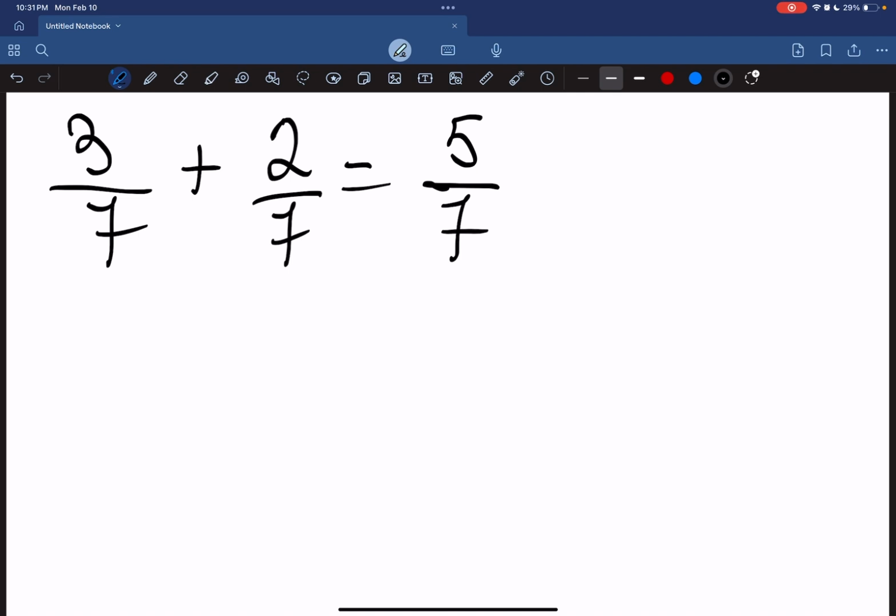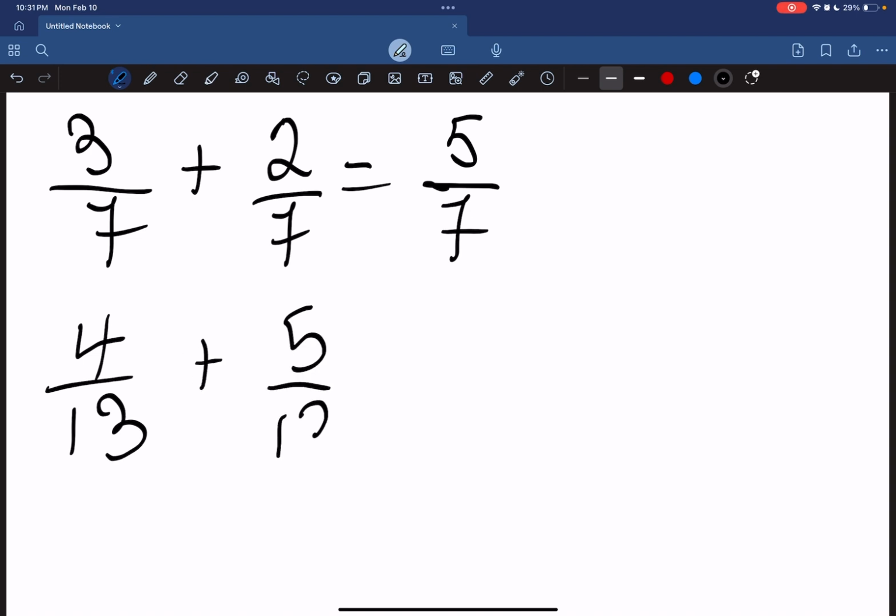Same thing if we have, let's say, 4 over 13, and we're going to add that to 5 over 13. These denominators are still the same, right? So we keep the denominator because it's the same, and as such what we do now is just add what's in the numerator. 4 plus 5, everyone knows that's 9. So that would represent the addition that we needed right here.